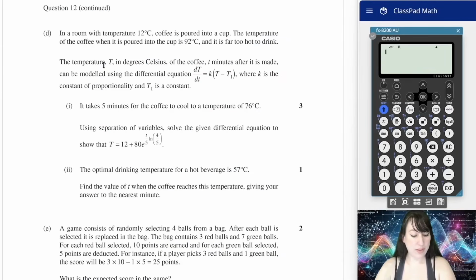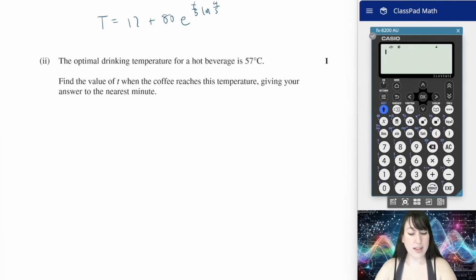Part 2. The optimal drinking temperature for a hot beverage is 57 degrees Celsius. Find the value of t when the coffee reaches this temperature, giving your answer to the nearest minute. Okay, let's use what we found in the previous parts, and we're going to make T equal 57 and solve for lowercase t.